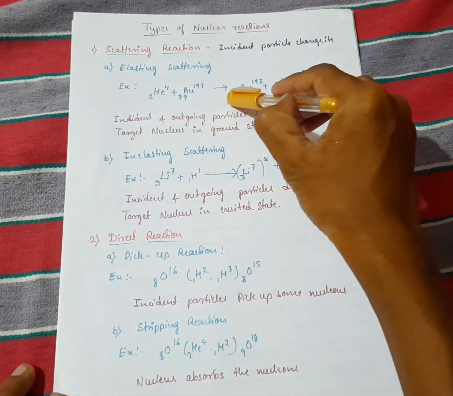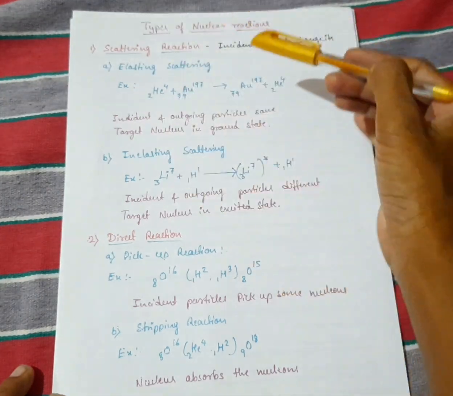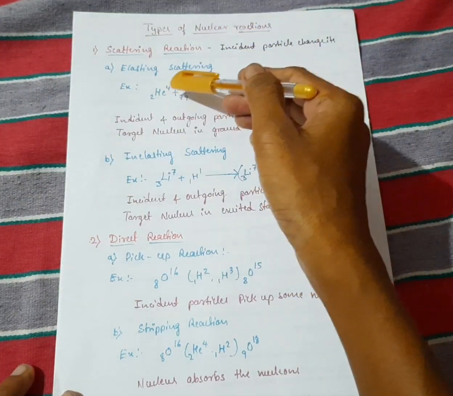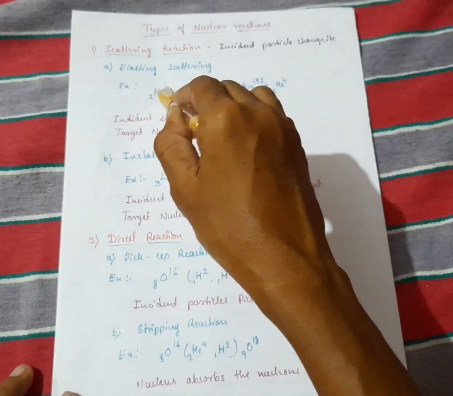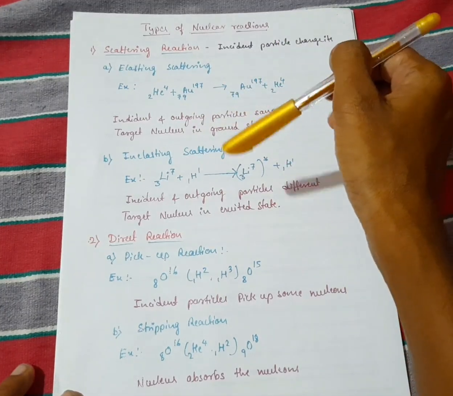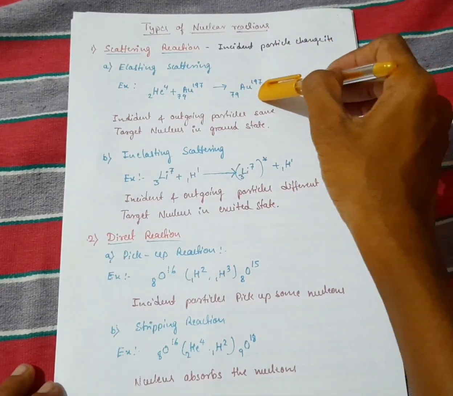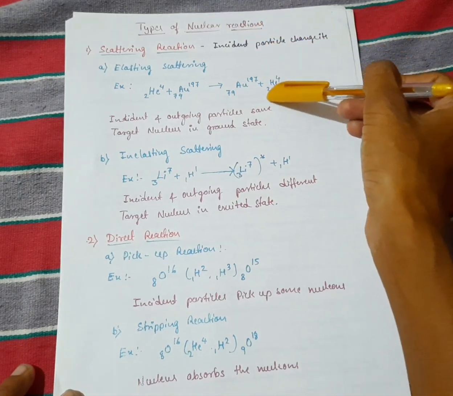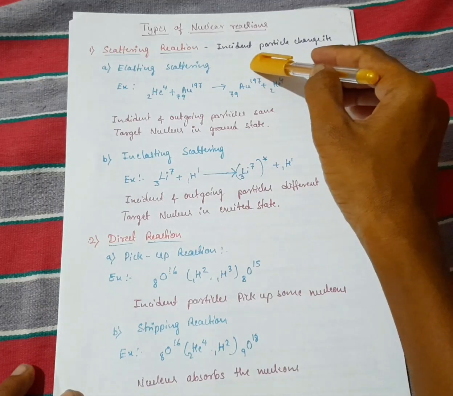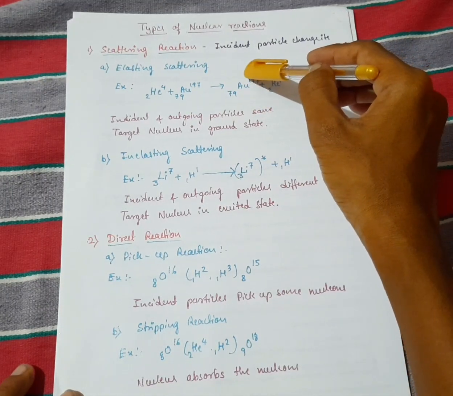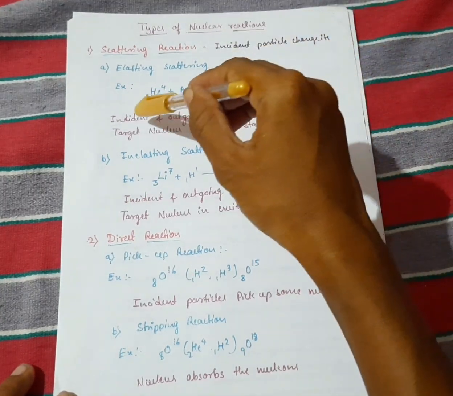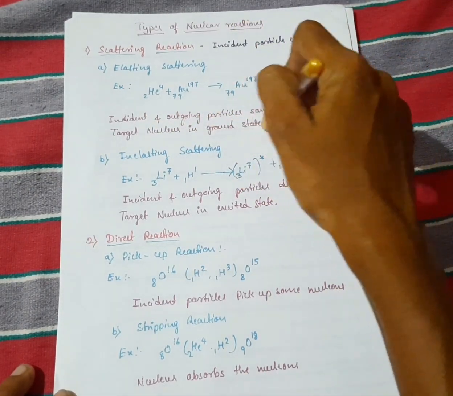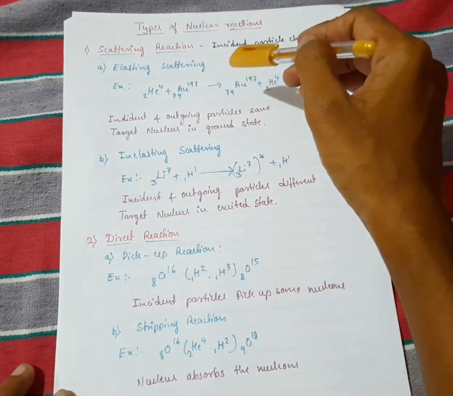So we can understand it by example. We can see here in this example of elastic scattering, when helium, that is the incident particle or projectile, hits the target nucleus of gold, we have a similar kind of outgoing particle, that is helium itself, and there is no change in the nucleus of the target material. So we can say that the incident and outgoing particles are the same in this reaction, and the target nucleus is in the ground state itself. So this is elastic scattering.